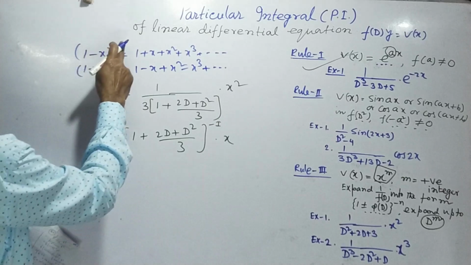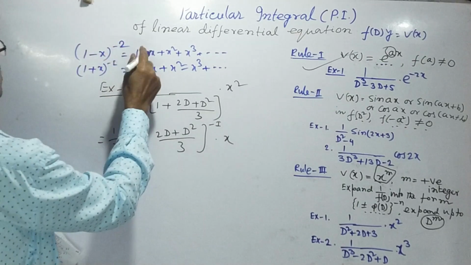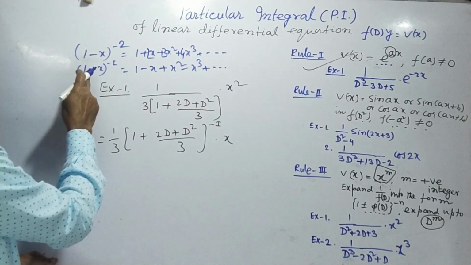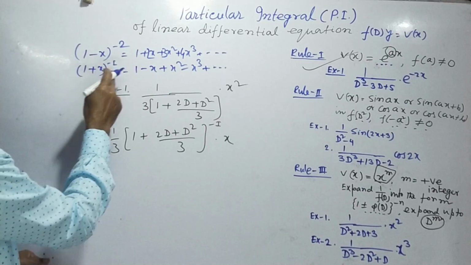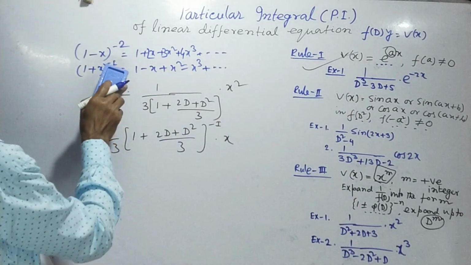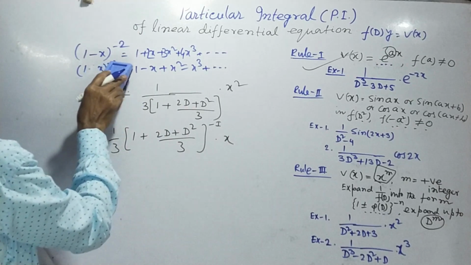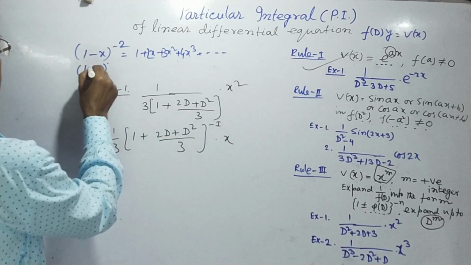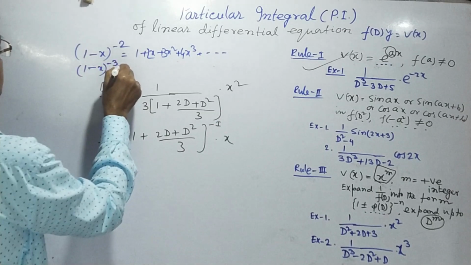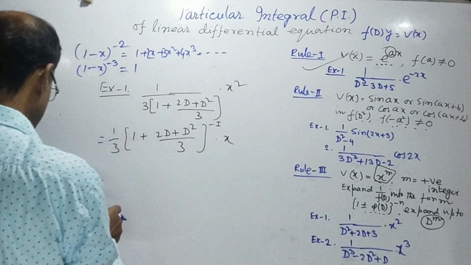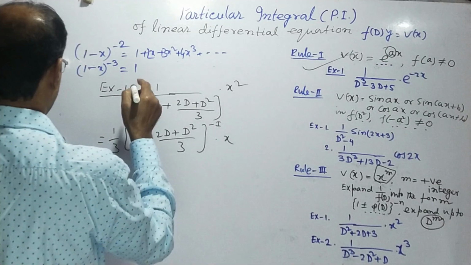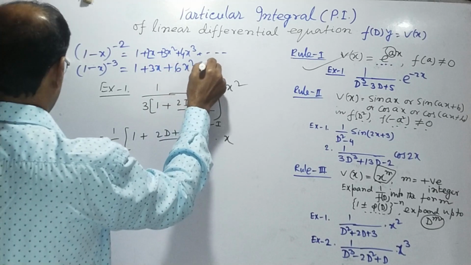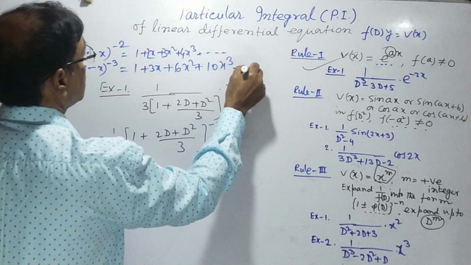Now 1 minus x to the power minus 2 equals 1 plus 2x plus 3x square plus 4x cube, and similarly for the negative of this, alternate the sign. And 1 minus x to the power minus 3 is equal to 1 plus 3x plus 6x square plus 10x cube plus and so on, with coefficients 1, 3, 6, 10.